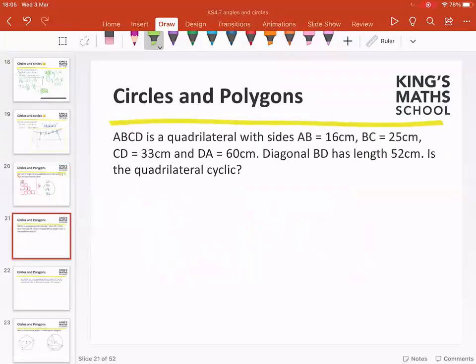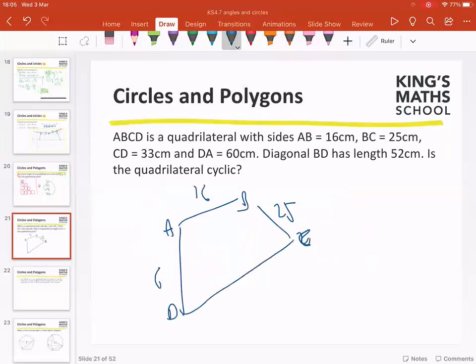What about that? So again, is it a cyclic quadrilateral? Well, let's draw some sort of picture. So I've got A, B being 16. I've got B, C being 25. I've got C, D being 33 and D, A being 60. Yeah, that's not very well drawn. That's 60. That's 33 and then diagonal 52.